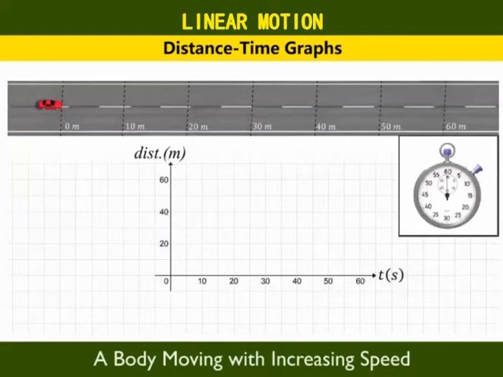At time 0 seconds, the distance covered is 0 meters. Then for the first 10 meters, it takes 15 seconds. But the next 10 meters, it takes 10 seconds. And the next 10 meters, it takes 5 seconds. And in the final 5 seconds, it covers 20 meters, which is 2.5 seconds for every 10 meters. So the graph will be a curve like this one.